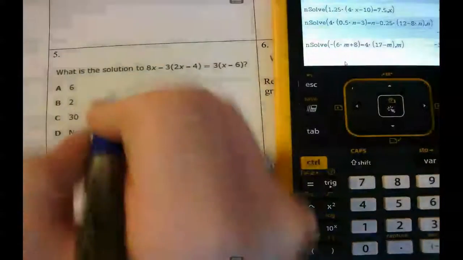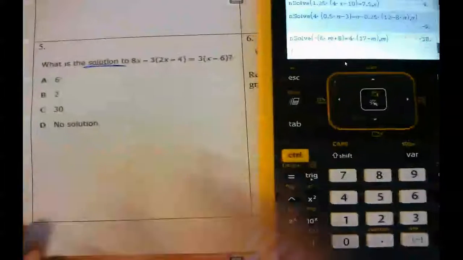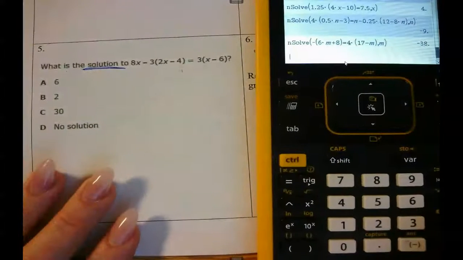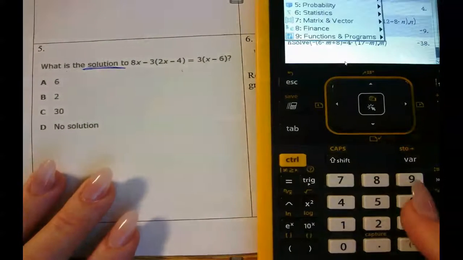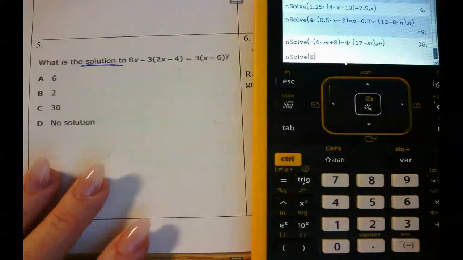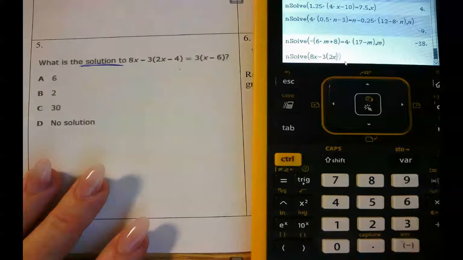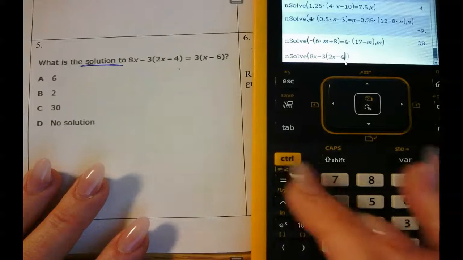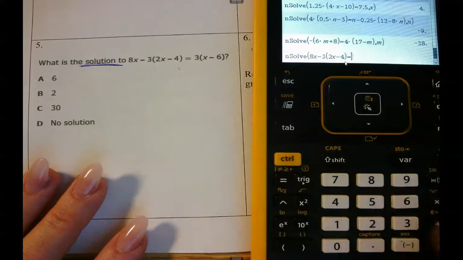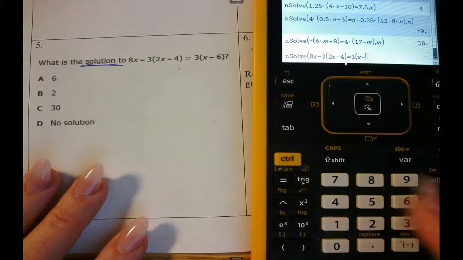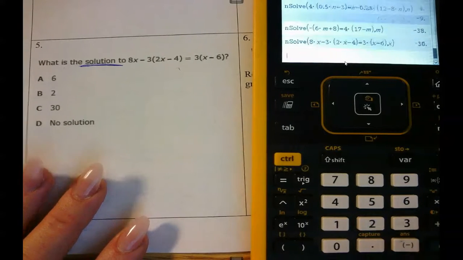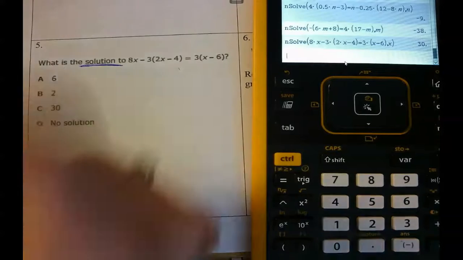All right, again, number 5. What is the solution to this? It wants to know what x is. So menu 3, 1, 8x minus 3, open parentheses, 2x minus 4, close parentheses, minus 4, close parentheses, equals 3, open parentheses, x minus 6, close parentheses, comma x, enter, and that gives me 30.